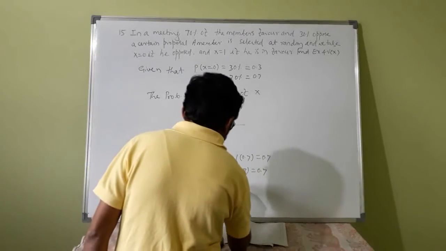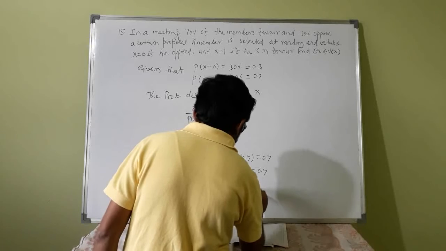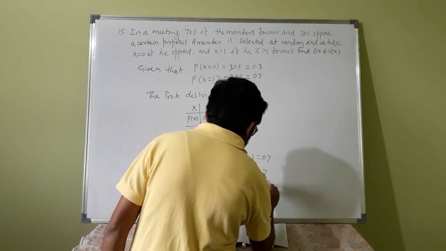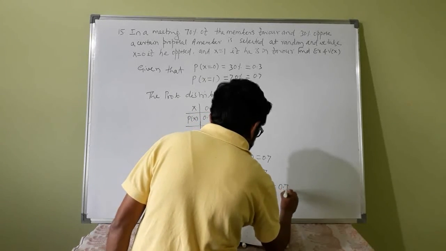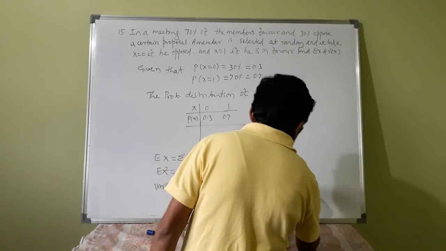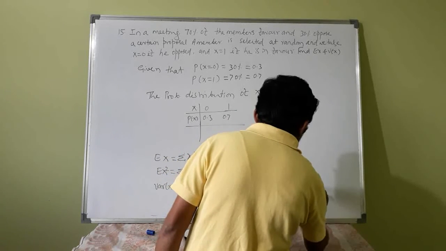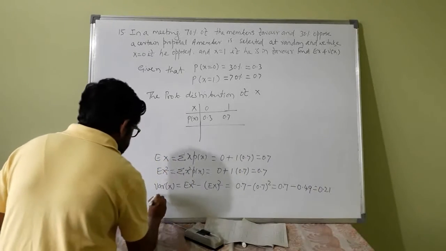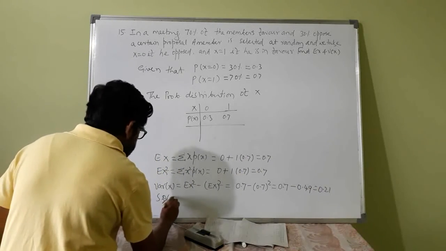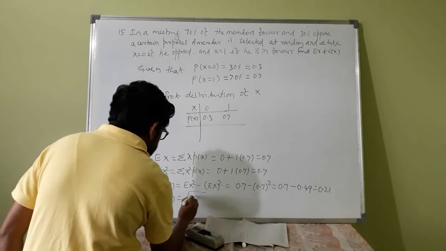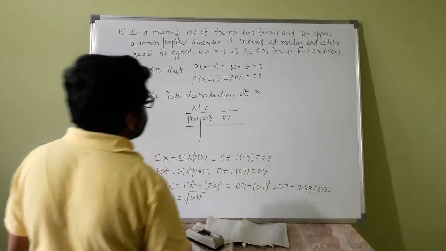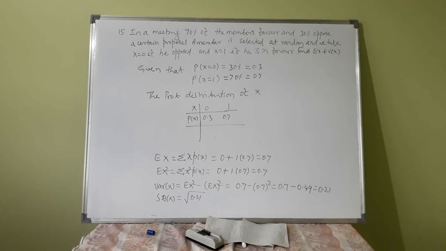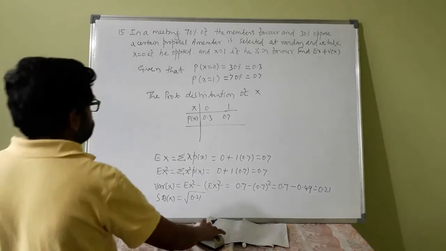is 0.7 minus 0.49, which is 0.21. So standard deviation of x is root of 0.21. So only this much, you need not even write the column again.